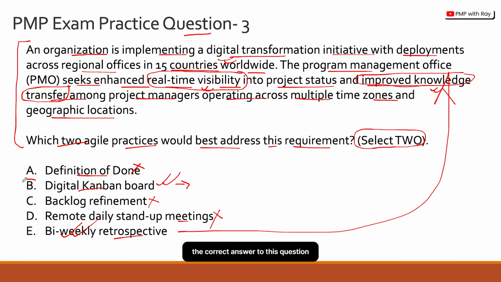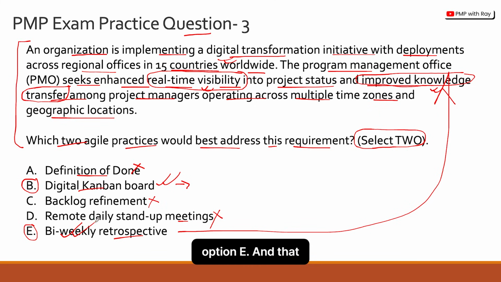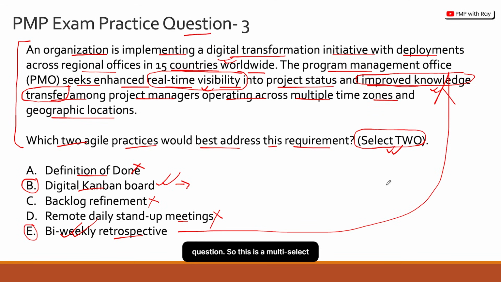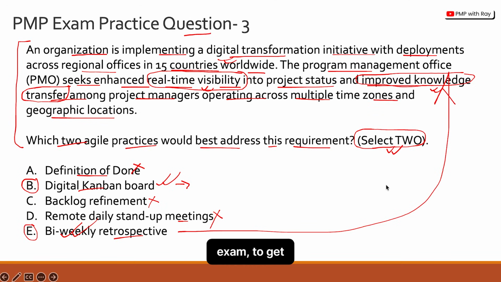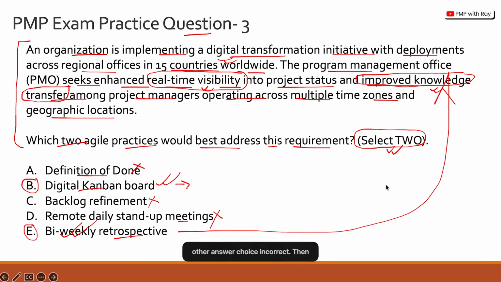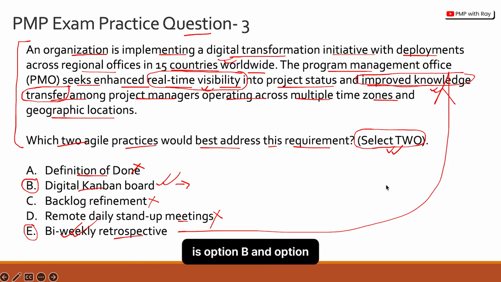So the correct answer to this question is option B and option E, and that gives you your couple of answer choices which are correct as part of this overall question. So this is a multi-select question, guys, and in your PMP exam, to get awarded full marks for this question, you have to select both the answer choices. You can't have a 50% allocation where you select one answer choice correct and the other incorrect. Then the question will be marked as incorrect overall. So if you want full marks for this question, you need to select both the correct answer choices. Okay, so the correct answer to this question is option B and option E.